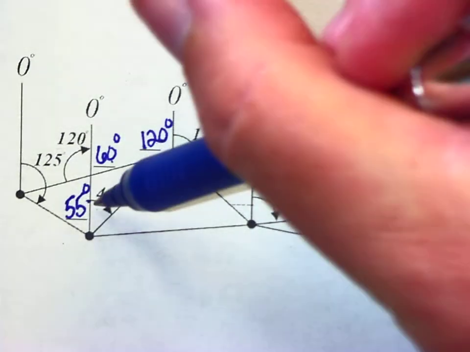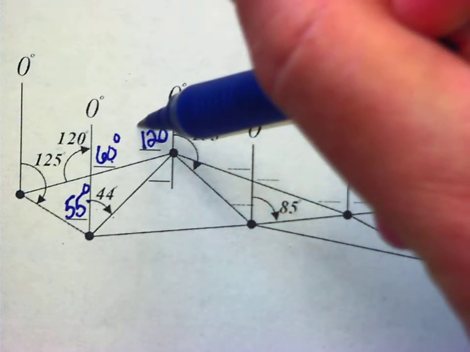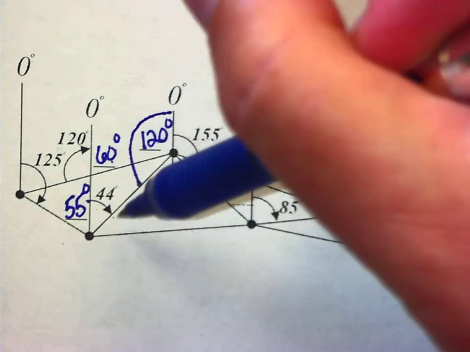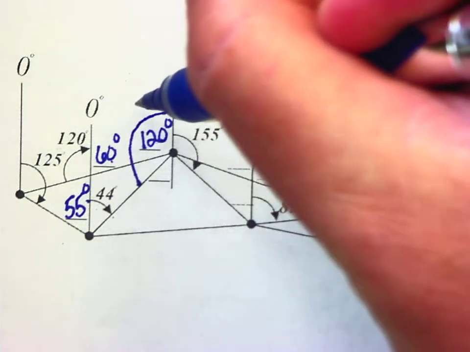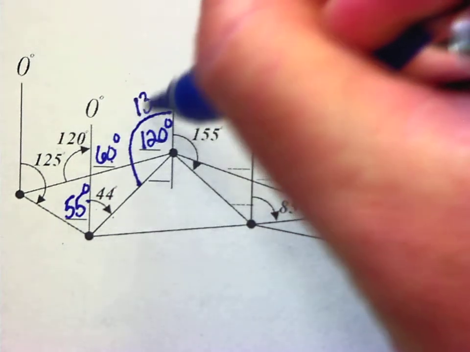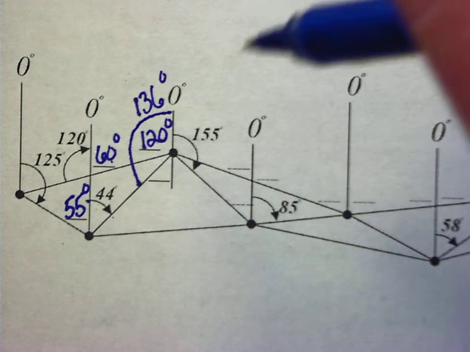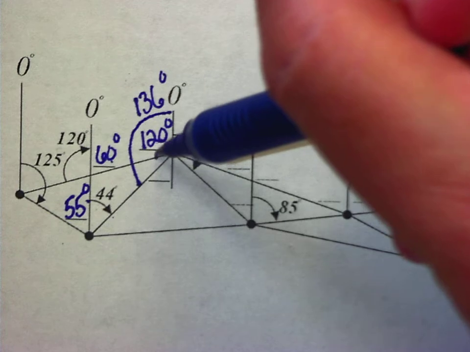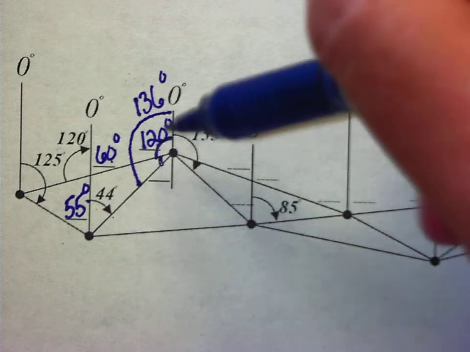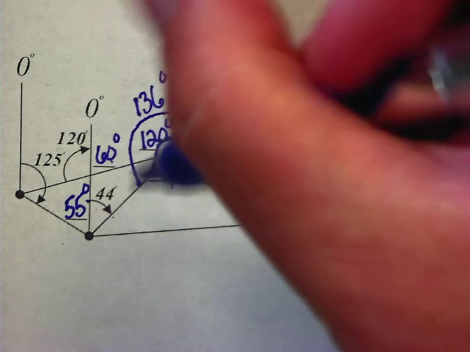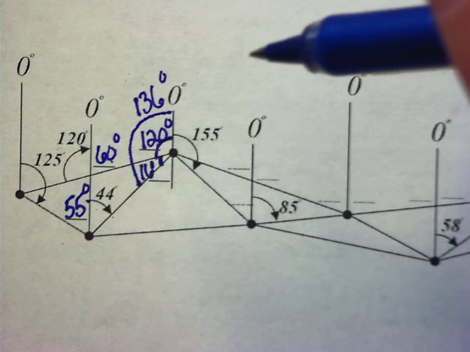Now, over here, this angle is 44. That means that this angle right here has to add with 44 to be 180. So this angle right here has to be 136 degrees. This angle up here is 120, and it has to add with this little wedge here to give us the 136. Therefore, this little angle here has to be 16 degrees.